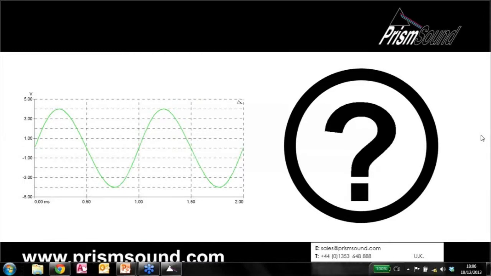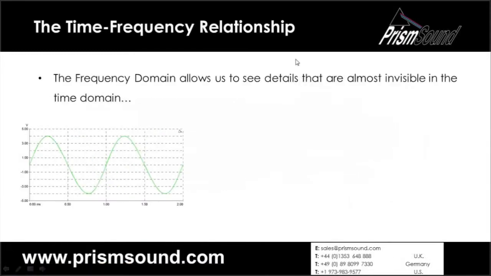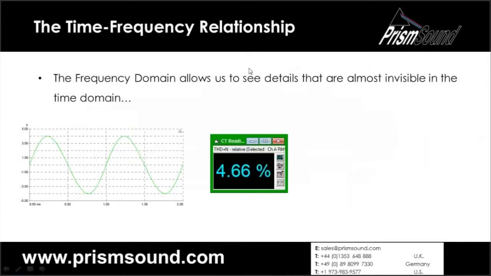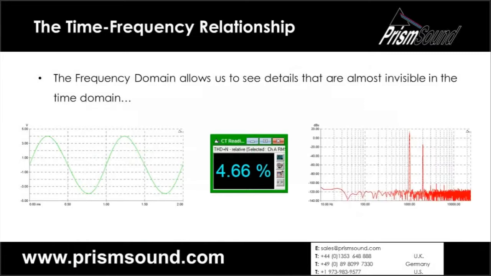So this sine wave here, if you look at that in the time domain, you can't really see anything wrong with it. But if we actually put this into our analyzer, what we'll see is that we've got almost 5% of distortion there. And if you took an FFT of this, you can quite clearly see there we've got pretty high second harmonic distortion. So the frequency domain allows us to see details that are pretty much impossible to see in the time domain, and that's one of the main reasons why we would want to use the frequency domain.